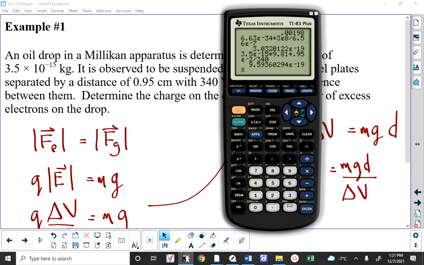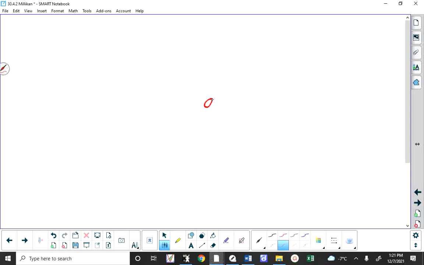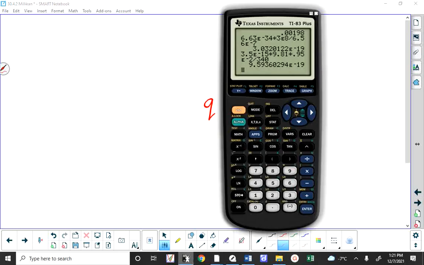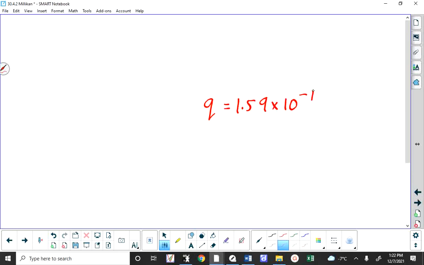So I get this for a charge, roughly 9.59 times 10 to the negative 19 coulombs. Now, Millikan wouldn't have done this next step. Millikan would have just stopped at that point, recorded in his lab result journal the charge on the drop I studied this afternoon had this value.